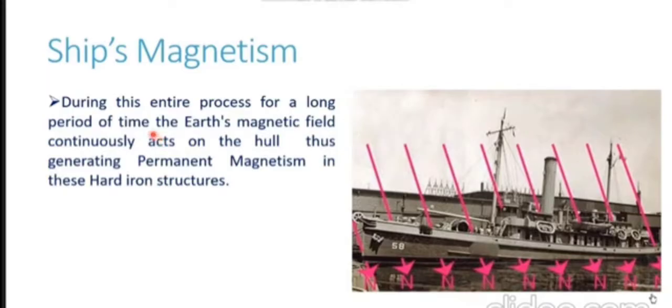During this long period, the Earth's magnetic field continuously acts on the hull in the same direction or the same orientation. Now, since we are working upon all these metal plates which are being fitted on the ship, and the Earth's magnetic field is acting on it in the same orientation, it generates permanent magnetism in these hard iron structures. So I told you that hard iron structures are those structures which are extensively worked upon at the time of construction of the ship or shipbuilding.